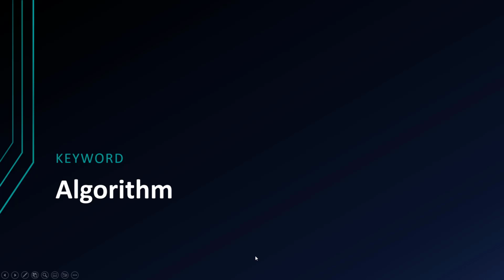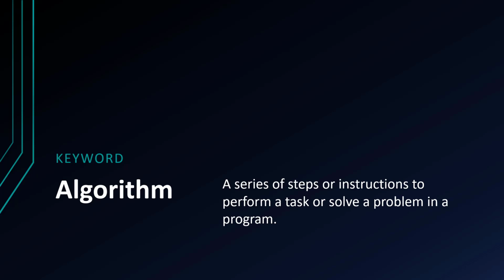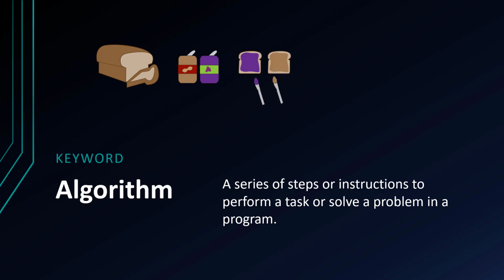A key word that you'll hear often in programming is the term algorithm. An algorithm is simply a series of steps or instructions to perform a task or to solve a problem in a program. So whenever you hear someone say, oh, we need an algorithm for this, all they're saying is we need some steps to solve this problem or to do a task. For example, let's say I want to make a peanut butter and jelly sandwich. Step 1, I would write the algorithm or the steps as get the bread, get the peanut butter and jelly, spread the peanut butter and jelly on slices of bread, put the slices together, and enjoy.